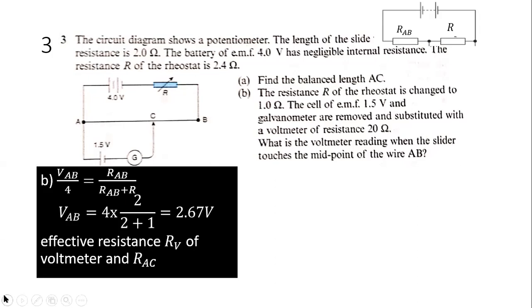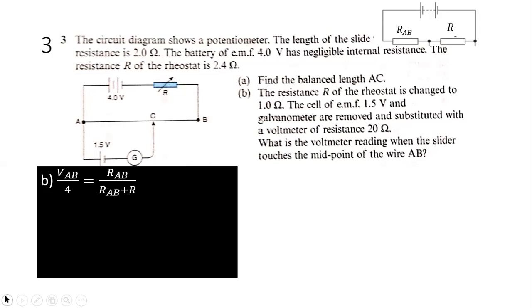Okay, so same thing. You want to find VAB first before you can find the balance length. So VAB over that 4 there. Remember this is now 1 ohm. So RAB over the total is what? Just now it was VAB over 1.5, and just now it was 2.4 for this one. Now you have changed it to 1 ohm. Same formula, same formula.